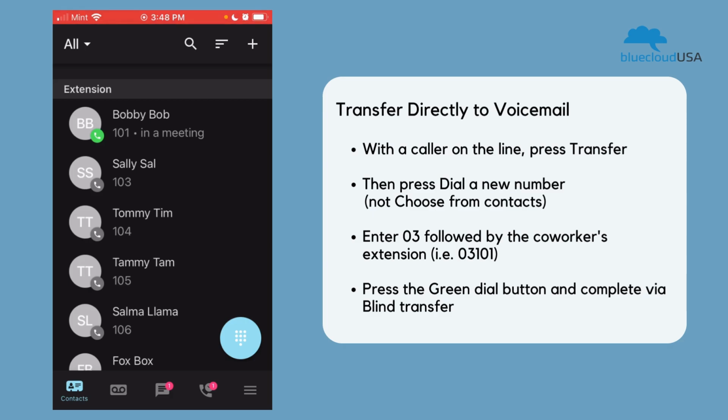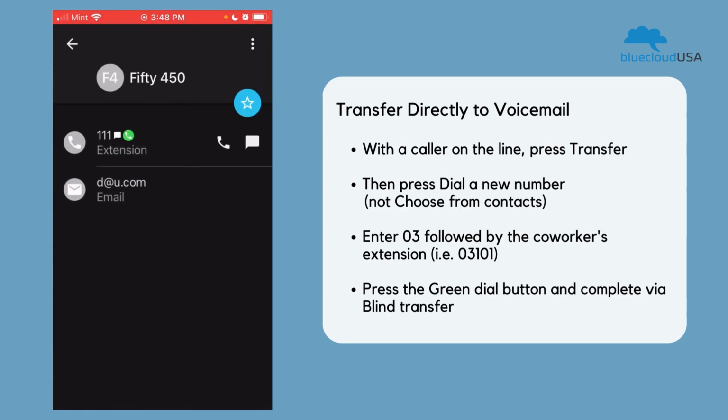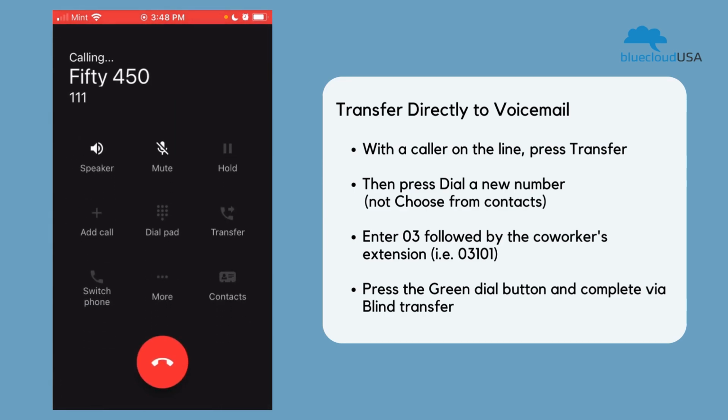And so in this case, what we're going to do is get the original person on the line. So let's say that someone's called in. And we've tried the announced transfer, but our coworker's not available, so we're going to send them directly to our coworker's mailbox. And in order to do this, we're going to follow the steps of the blind transfer.